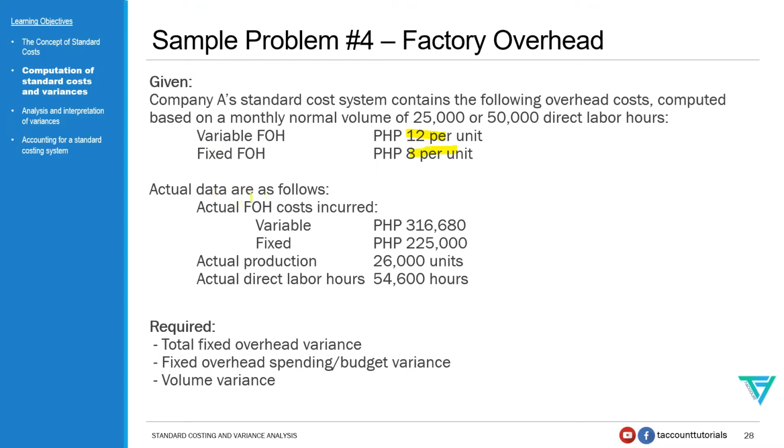So actual cost data are as follows. Actual factory overhead costs incurred: variable overhead 316,860, fixed overhead 225,000 pesos. Actual production is at 26,000 units, whereas actual direct labor hours is at 54,600 hours. So the required analysis is total fixed overhead variance, fixed overhead spending or budget variance, and volume variance. So more on the side of fixed factory overhead.